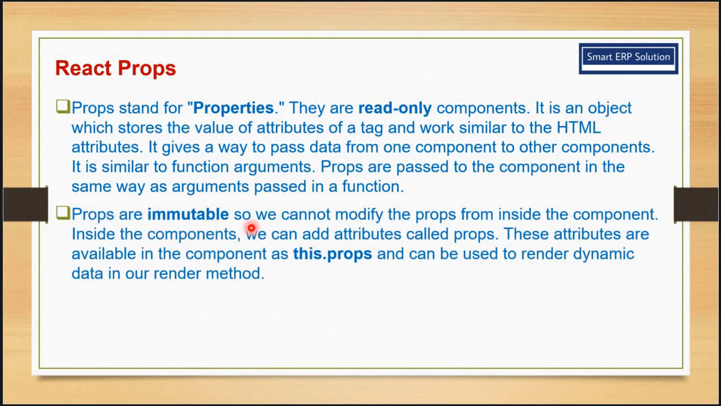Props are immutable, so we cannot modify the props from inside the component. Inside the component, we can add attributes called props. These attributes are available in the component as this.props and can be used to render dynamic data in our render method.